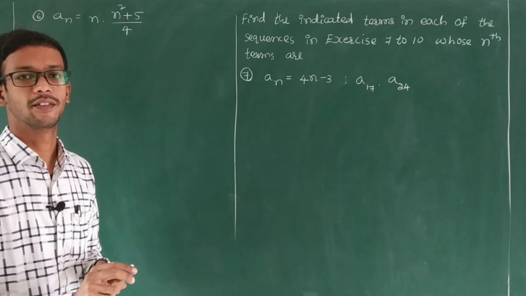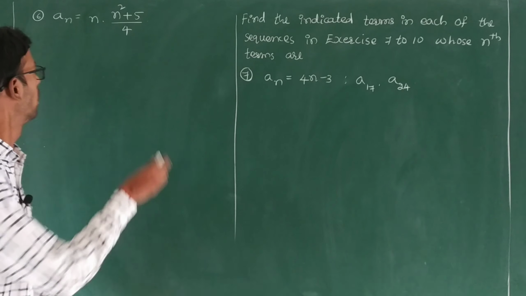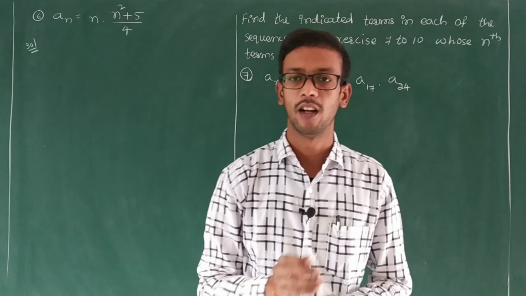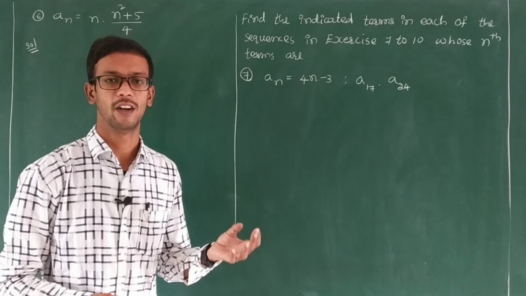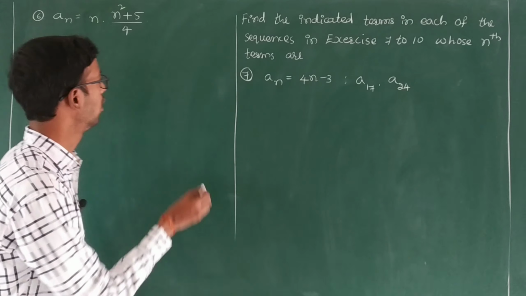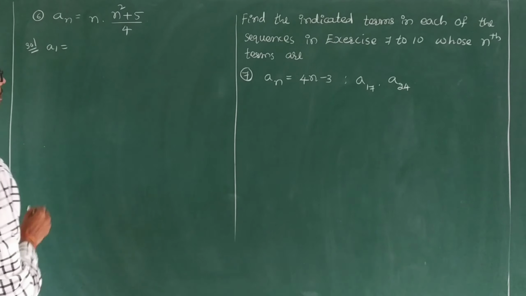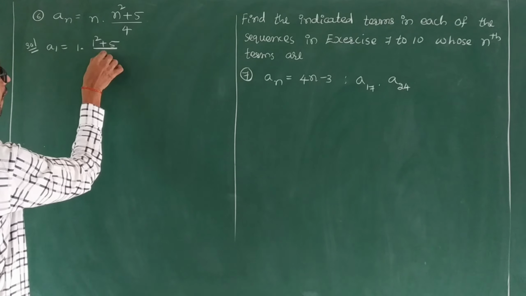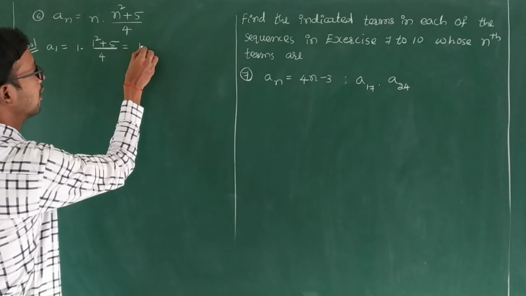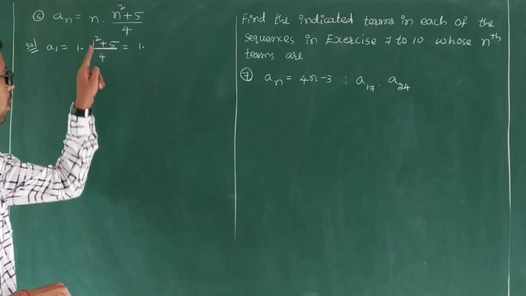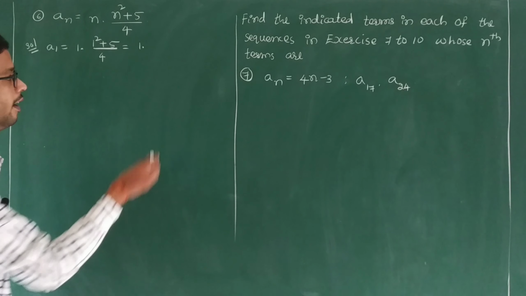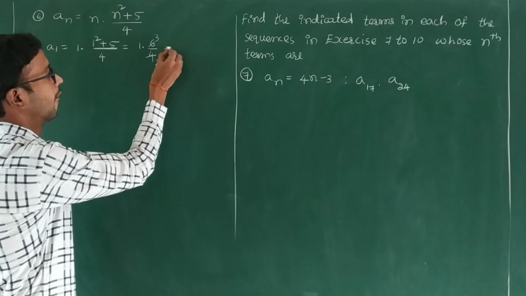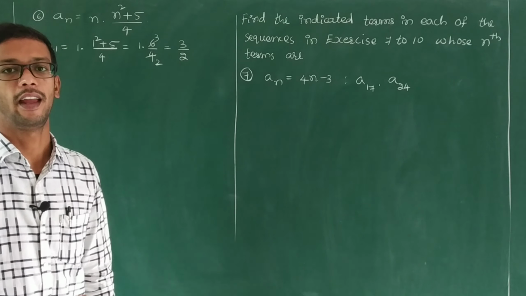An is equal to n into (n square plus 5) by 4. Same question: first 5 terms in the sequence we have to find, that is a1, a2, a3, a4 and a5. First I will find a1: in place of n put 1. 1 into (1 square plus 5) by 4. 1 square is 1, 1 plus 5 is 6, 6 by 4. Cancelling by 2, 3 by 2 is a1.